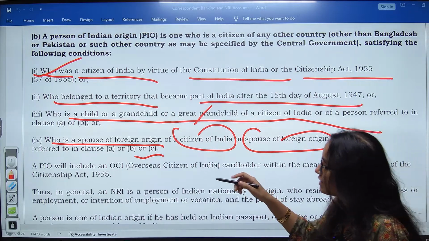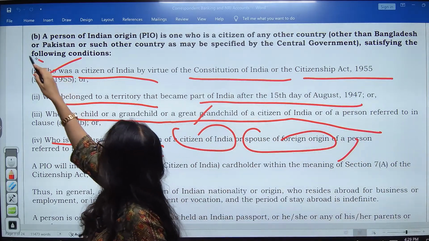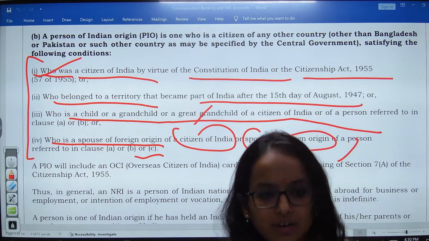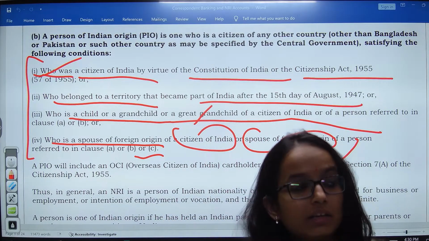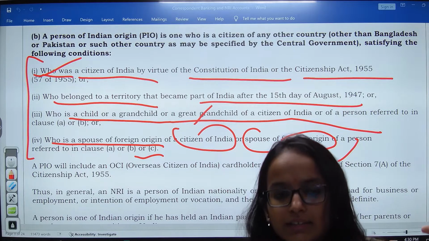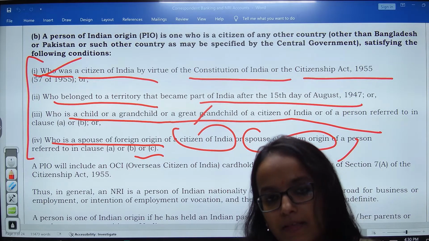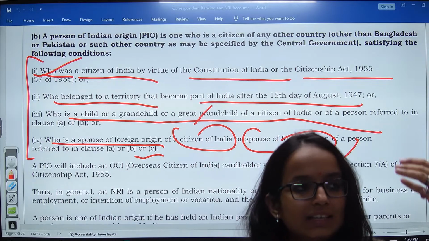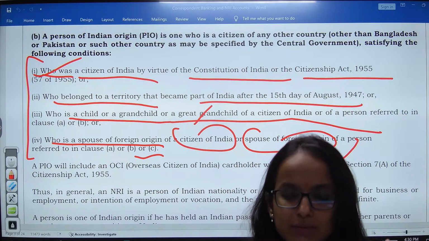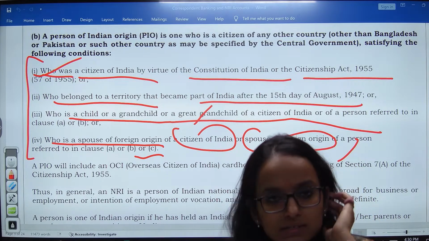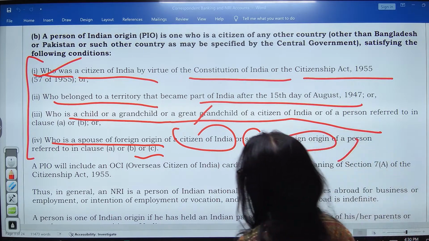Right? So these will be classified as PIO. So you know that under both the Income Tax Act 1967, as you are able to understand, and the Foreign Exchange Management Act 1999, under both the laws, the criteria for the person to be called a PIO is the same, isn't it? It is the same, right?